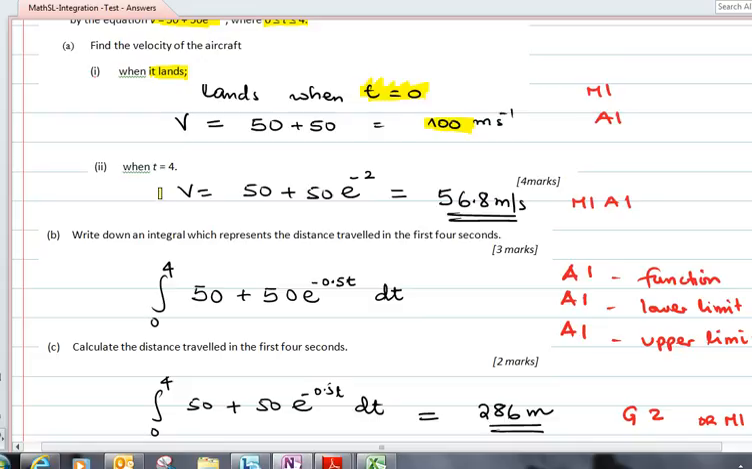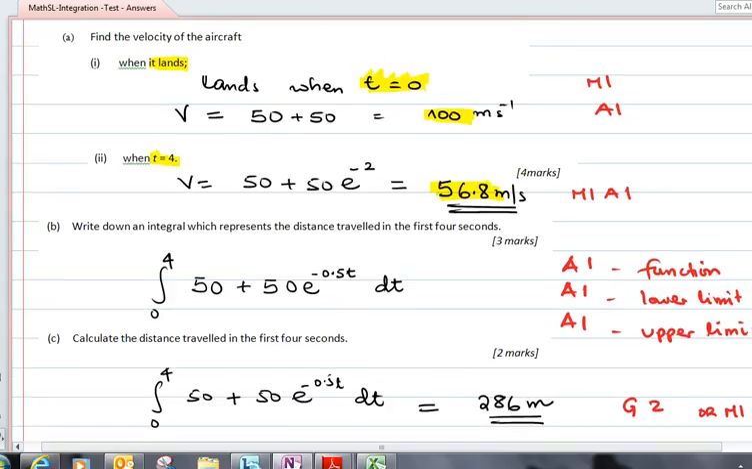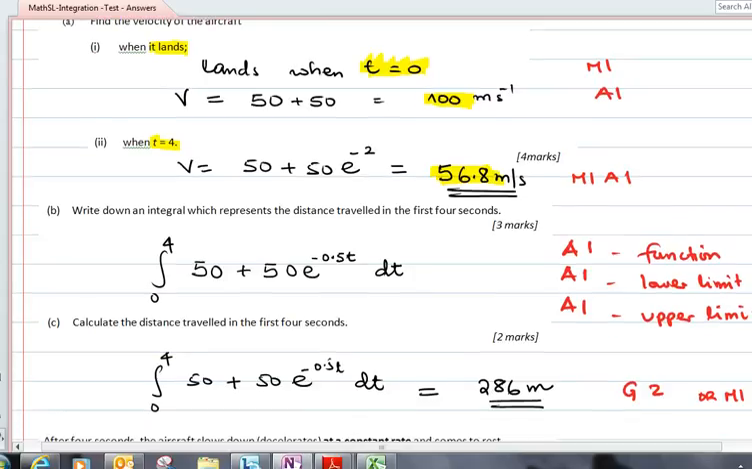The second part is when t is equal to 4. Again, we plug in t equals 4 into the equation, and that is 56.77 something. This is one of the biggest problems. There was 3 significant figures. A lot of people did lose that point for not writing that to 3 significant figures. So that's 56.8 meters per second.